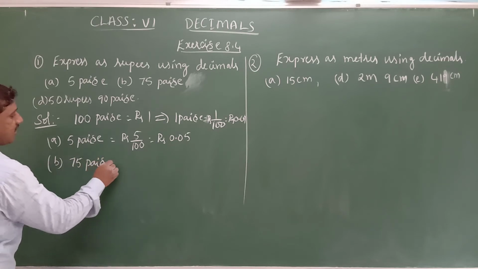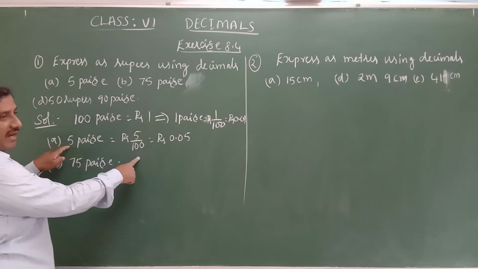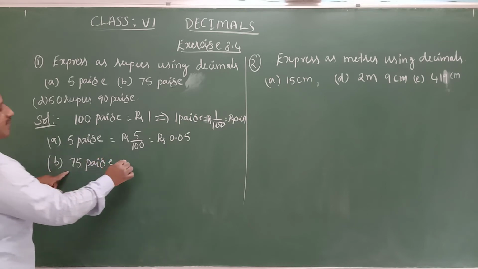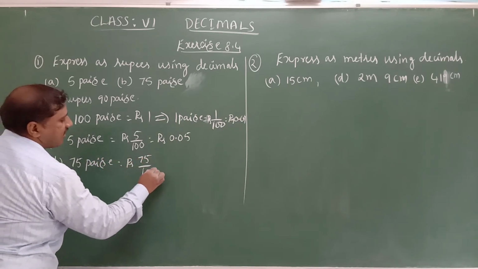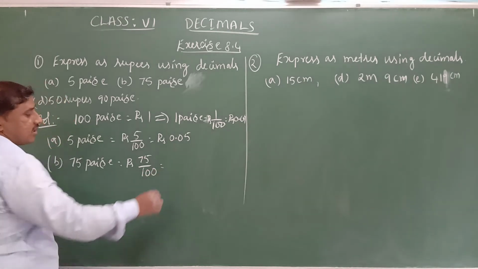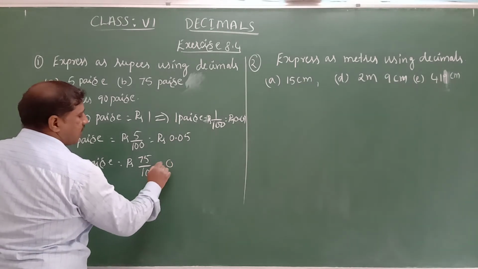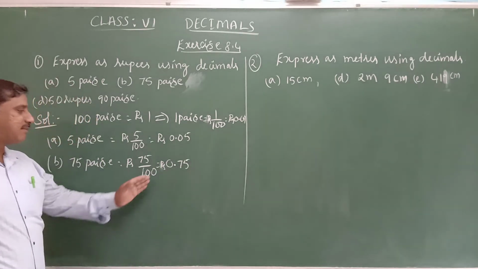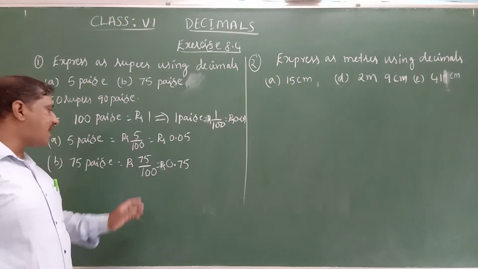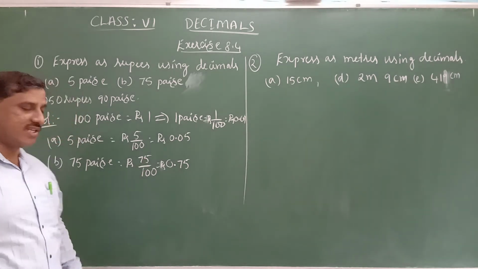Next, the B part, 75 paise. 75 paise is equal to rupees 75 by 100, that is 0.75. Keep the decimal point after two digits as the denominator contains two zeros.